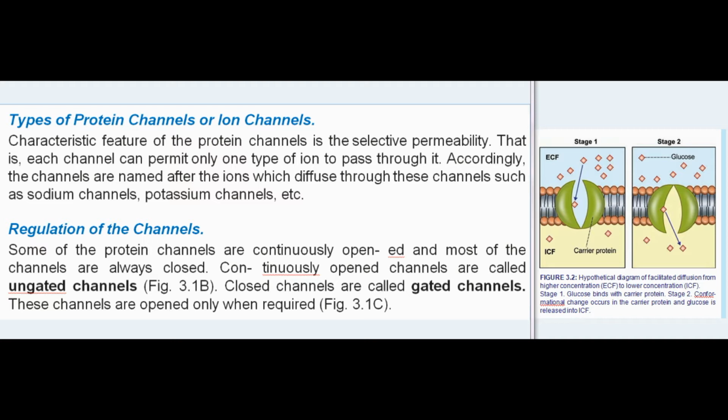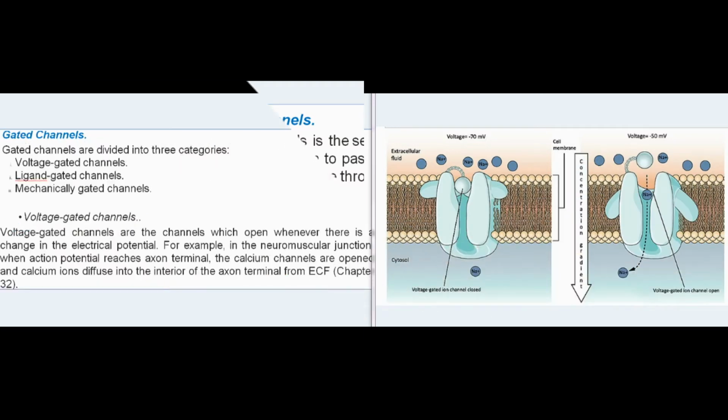Regulation of the channels. Some of the protein channels are continuously opened and most of the channels are always closed. Continuously opened channels are called ungated channels, Fig 3.1b. Closed channels are called gated channels. These channels are opened only when required, Fig 3.1c. Gated channels. Gated channels are divided into three categories: voltage-gated channels, ligand-gated channels, mechanically gated channels.